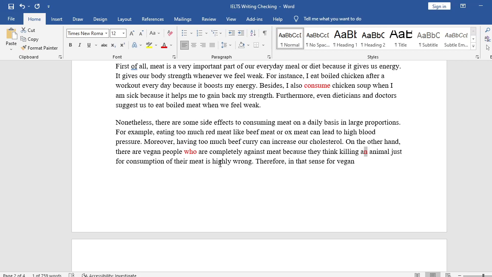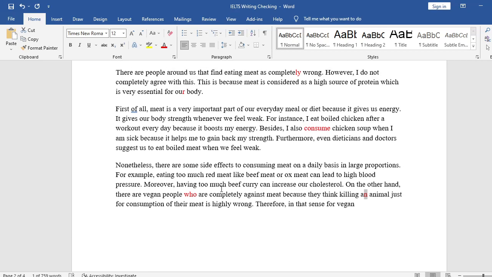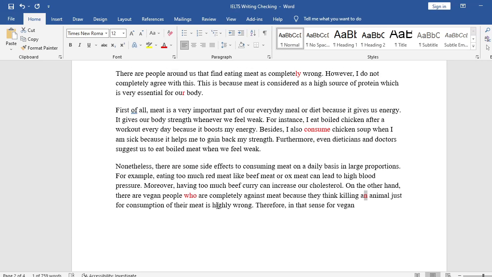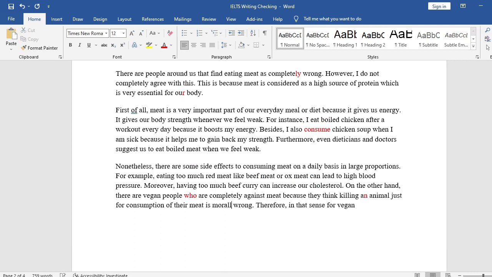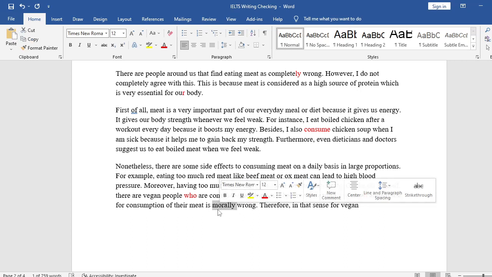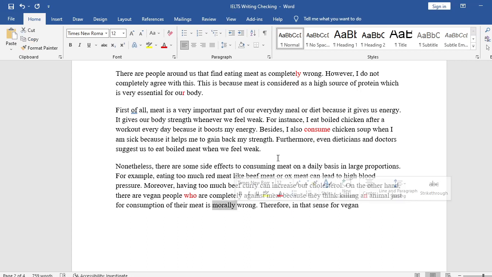So they are not actually very humanitarian ways, animal friendly ways to breed animals and then to sacrifice them, like animals, there is a lot of animal cruelty in there, right? So this is a good point, but I suggest replacing highly with morally, because the word highly is not that much formal, and also the word moral should be there, or ethically, morally or ethically wrong. Let me also write it.